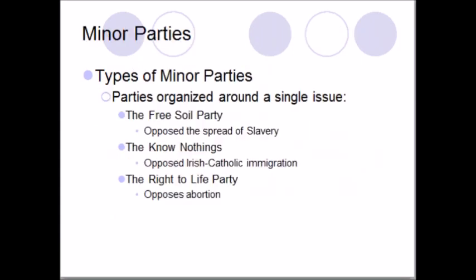Here are some examples of some minor parties. These minor parties are organized around a single issue. The Free Soil Party opposed slavery. The Know Nothings opposed Irish Catholic immigrants. And the Right to Life Party, and you guessed it, they opposed abortion.